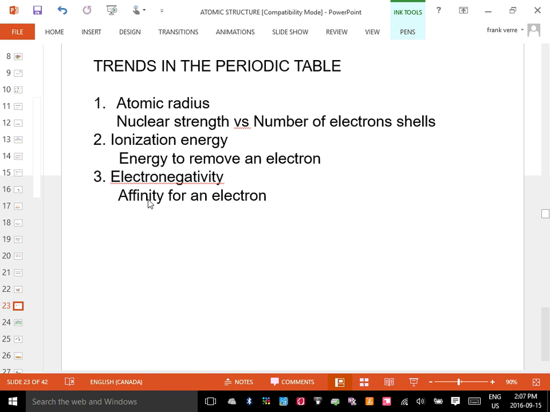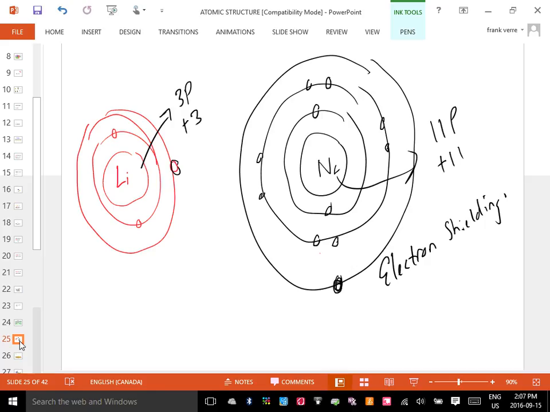Now, that's related to the next one, ionization energy. So the ionization energy is how much energy it takes to remove an electron. So let's think about this for a second. What do you think? You think it would be easier to steal sodium's electron or lithium's electron? Why?